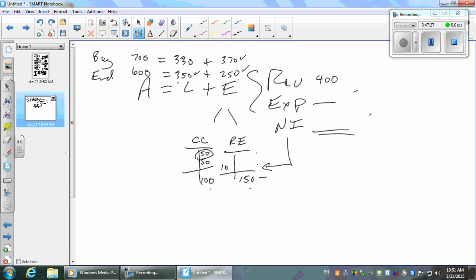What's ending or beginning retained earnings? Let's see, I got beginning equity of 370, right? I've got 50 here for contributed capital. This company has a real problem. What's beginning retained earnings? 320, right? 50 away from 370 is 320. Uh-oh. What's net income? It's not net income, is it?